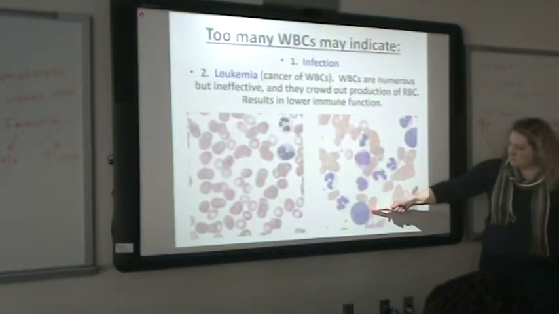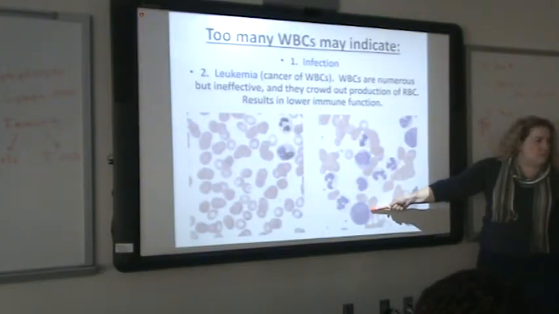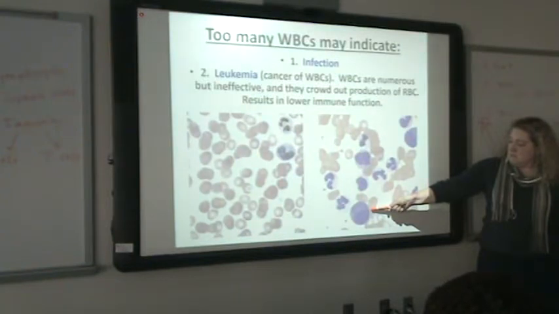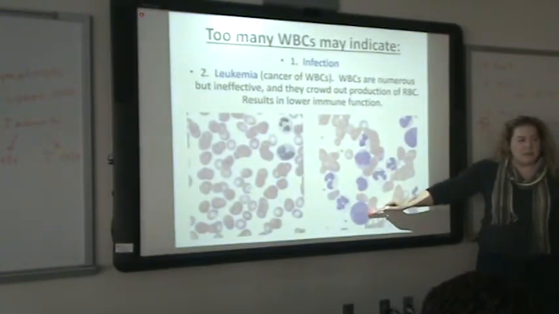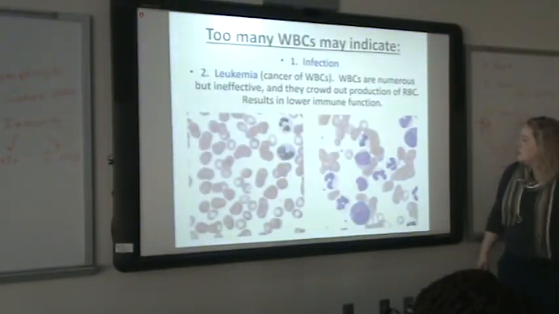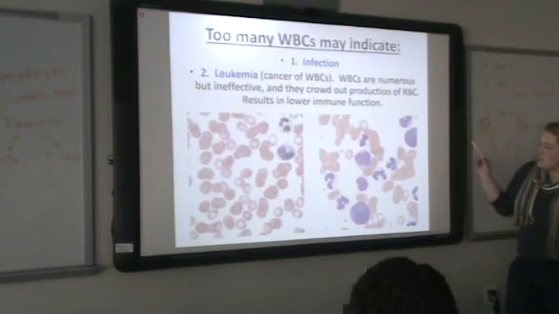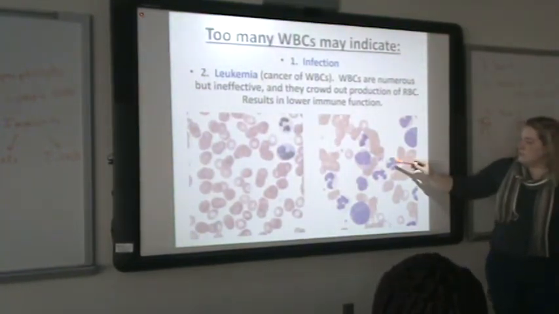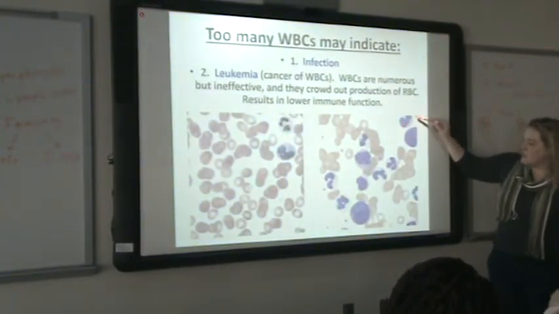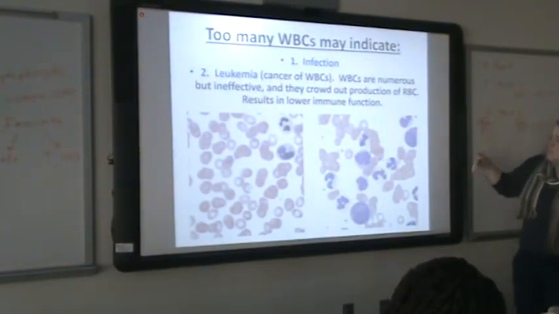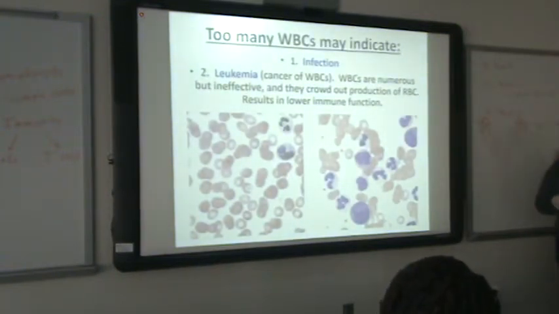What's this one? It doesn't have much cytoplasm, so it kind of looks like a lymphocyte, but it's big. This is probably a basophil or an eosinophil, probably a basophil. I don't see any lymphocytes on here, actually. Neutrophil. Basophil, that's probably a monocyte. I don't see an obvious lymphocyte.